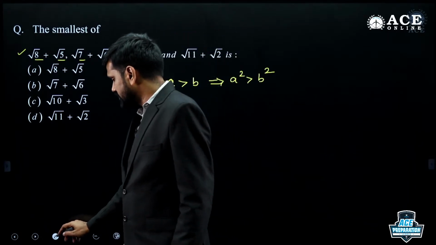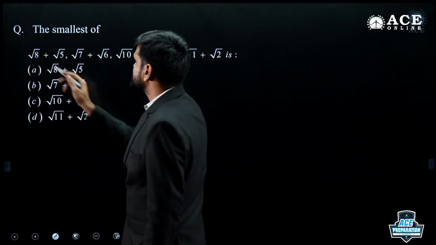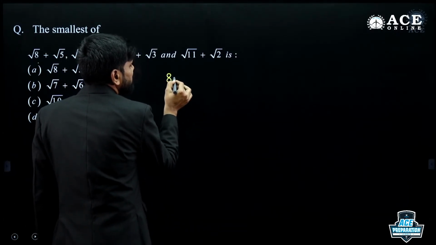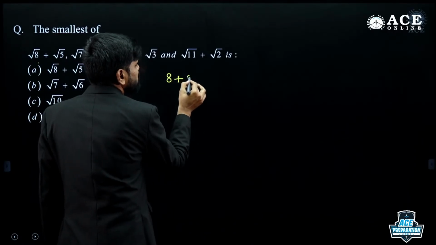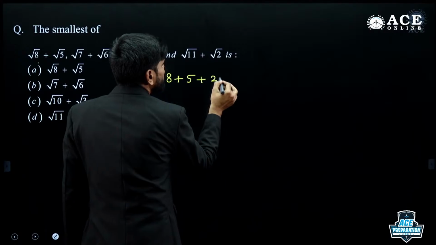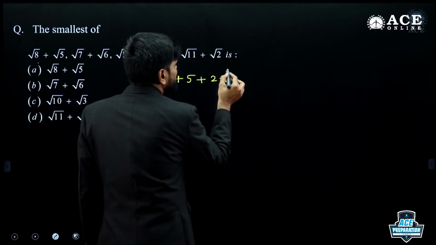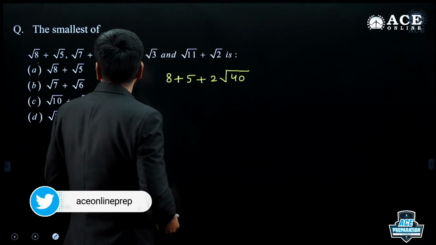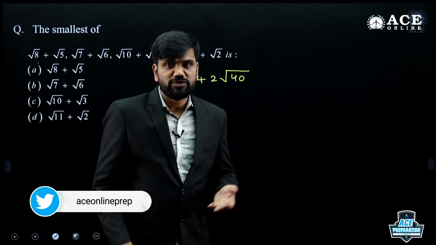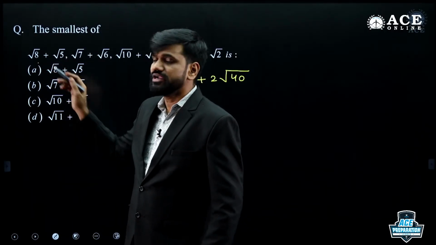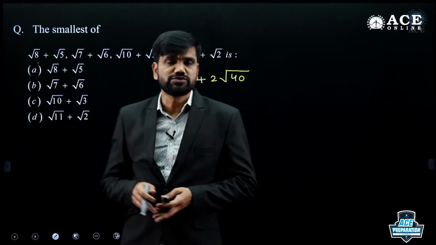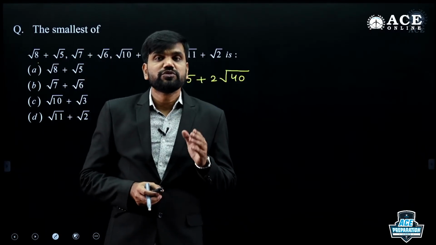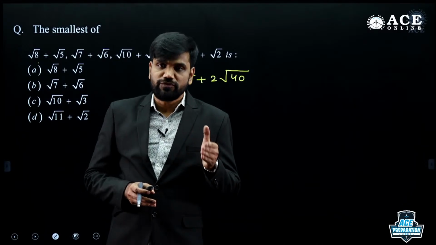If I am going for squaring that one, so what will it be? Let us check. If I square the first one, it is looking like A plus B whole square. A square means root 8 whole square, that is 8, plus B square means root 5 whole square, that is 5, plus 2AB, 2 into root 8 into root 5. That will give you 2 root 40.